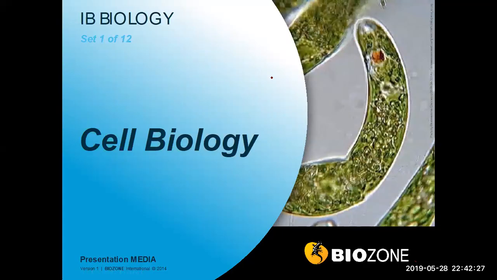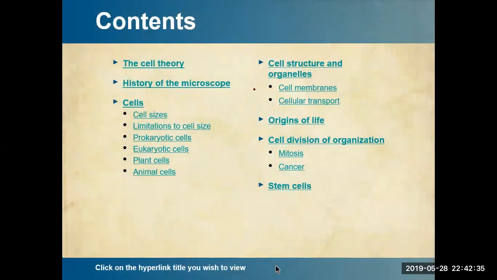Hi everyone, this is the first chapter of IB Biology, starting from cell biology. The contents of this chapter include cell theory, the microscope, and cells, including cell size, limitations, prokaryotic versus eukaryotic cells, plant versus animal cells, and also structures and organelles, the origins of life, and how cell division happens. And finally, we talk about stem cells.